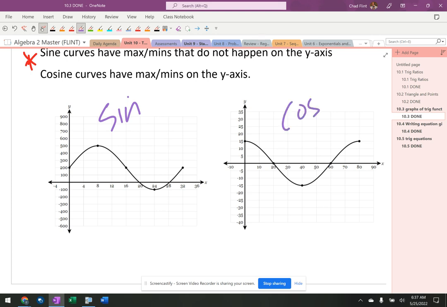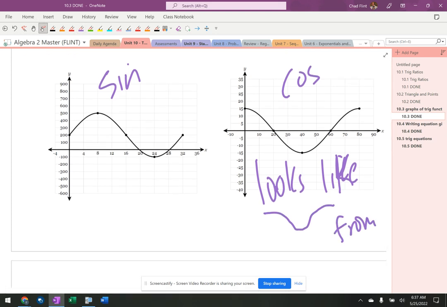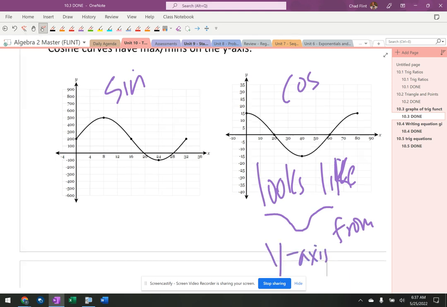The cosine curve is going to look like a U from the y-axis. There's lots of little things you can look for here.